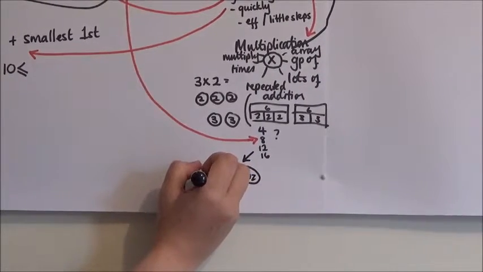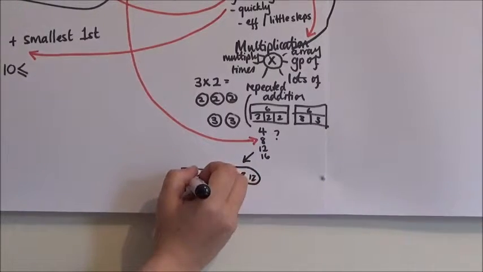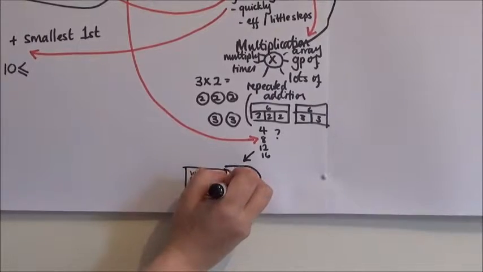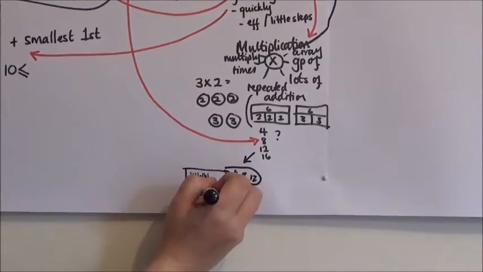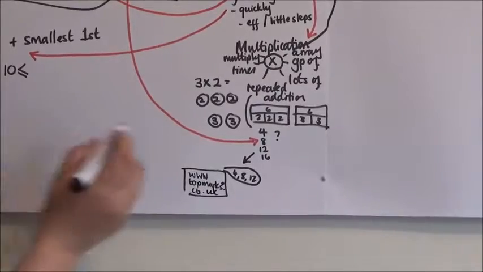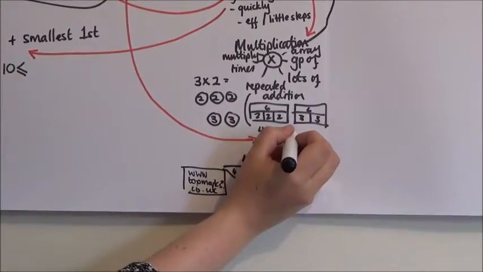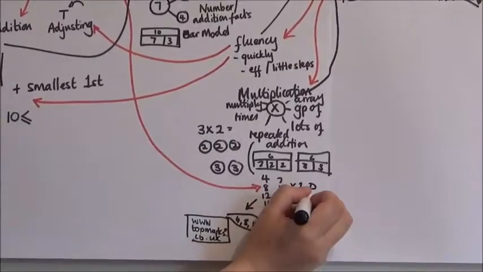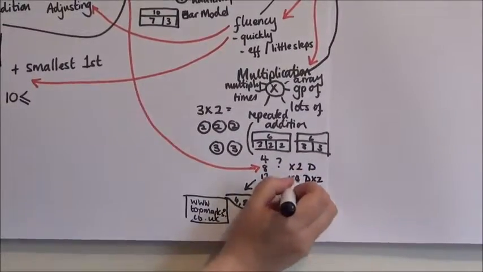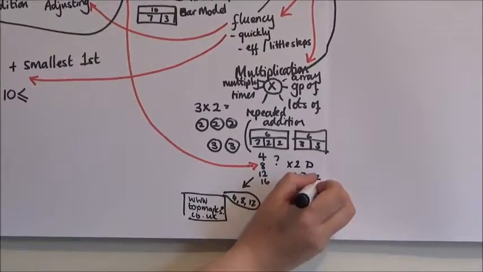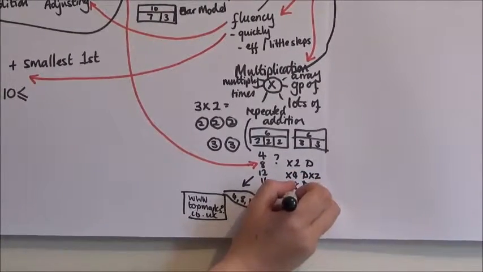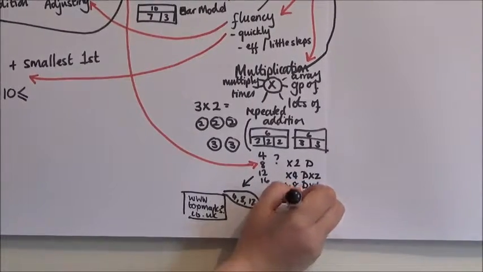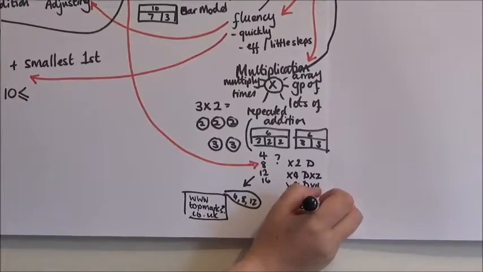We went on to www.topmarks.co.uk. We also learnt that timesing by 2 was doubling, timesing by 4 was double 2, timesing by 8 was double 4, timesing by 6 was double 3, timesing by 12 was double 6.